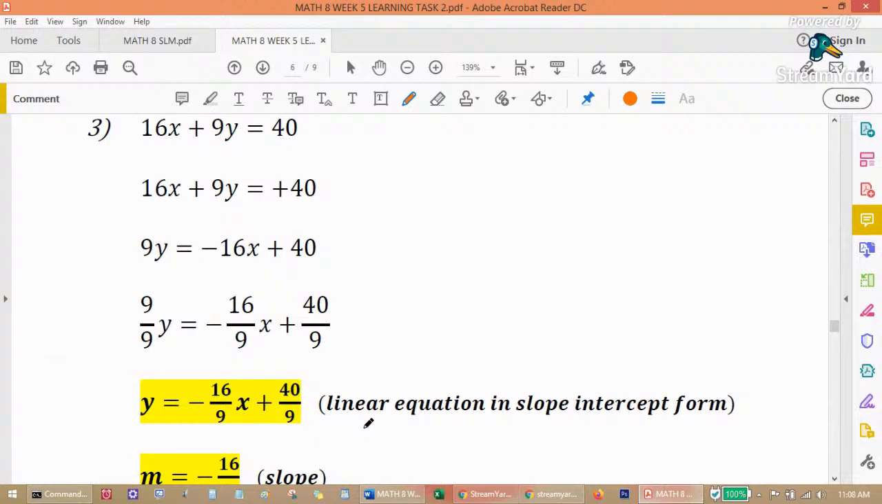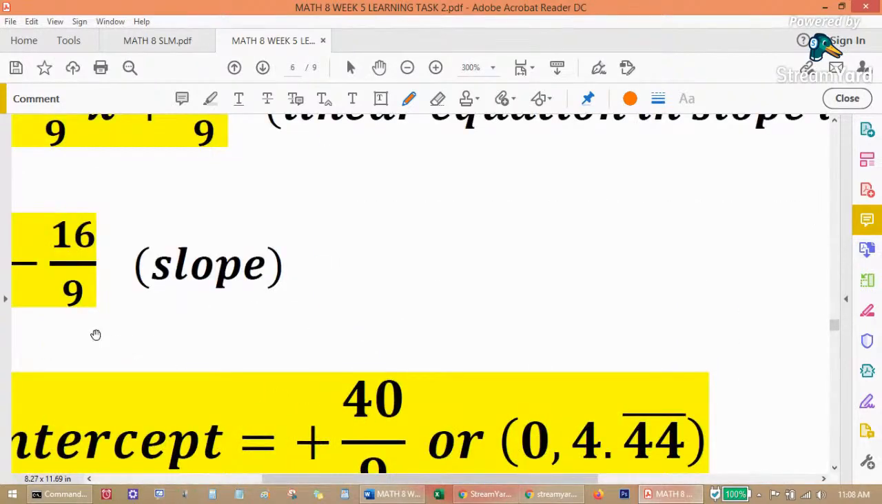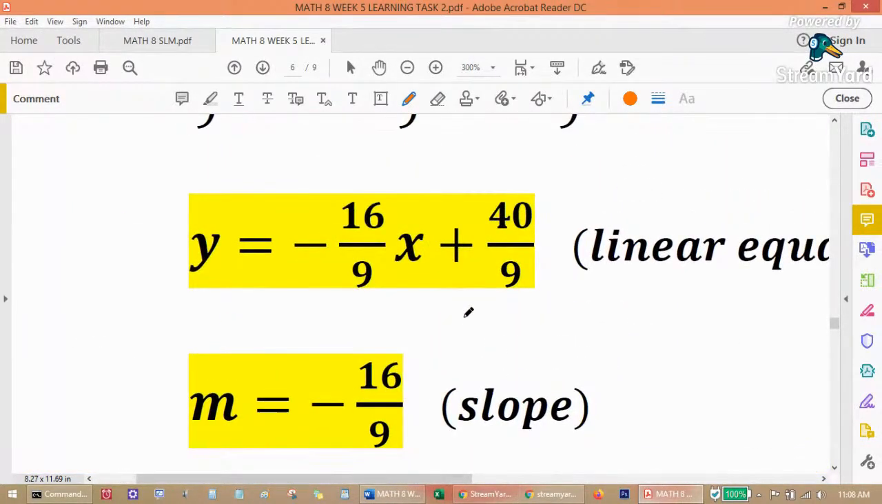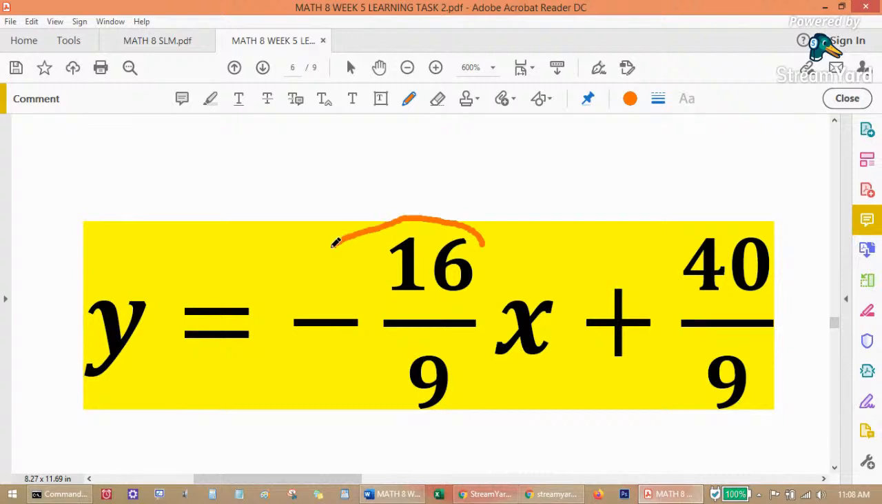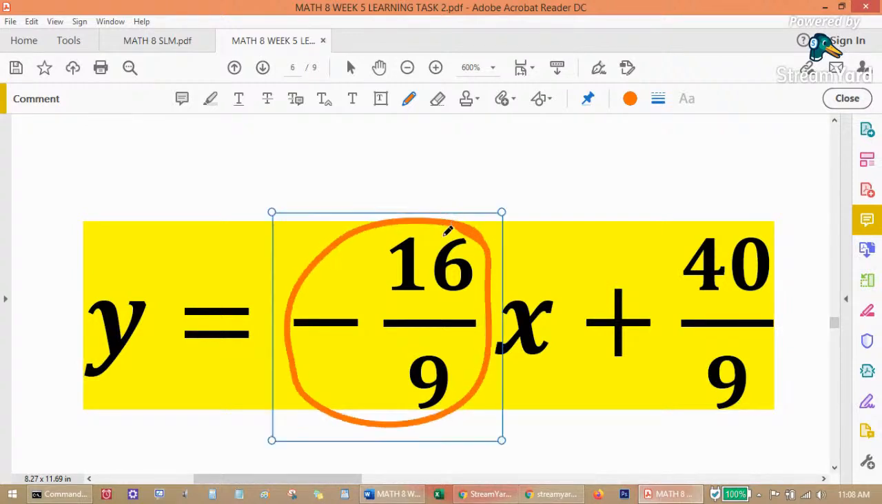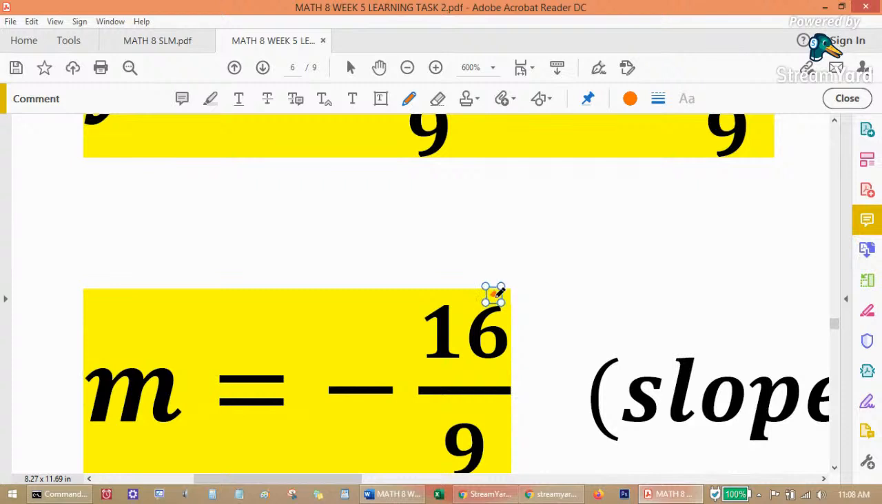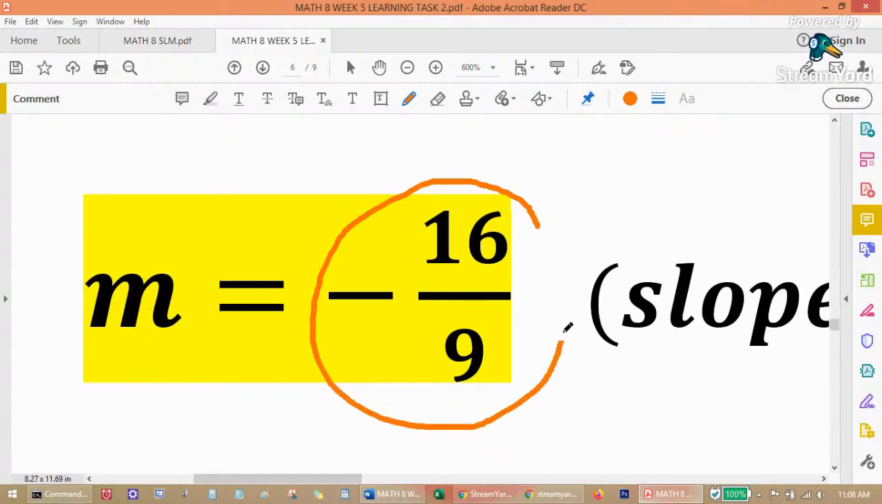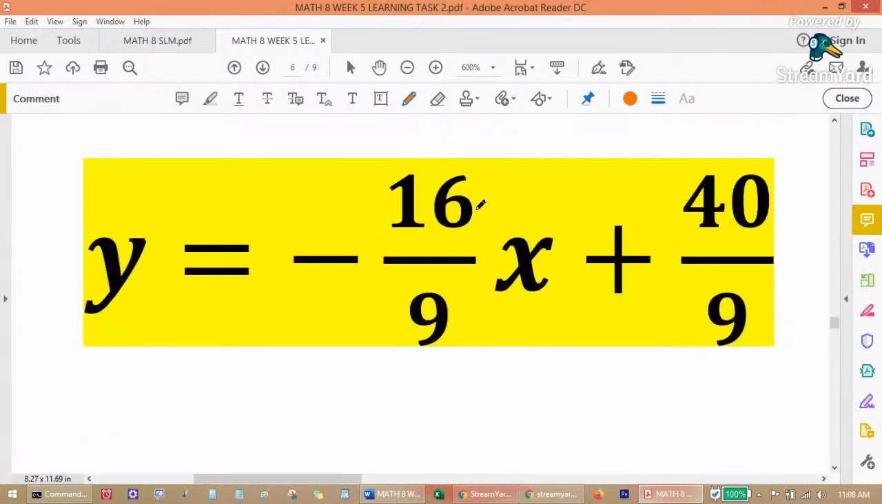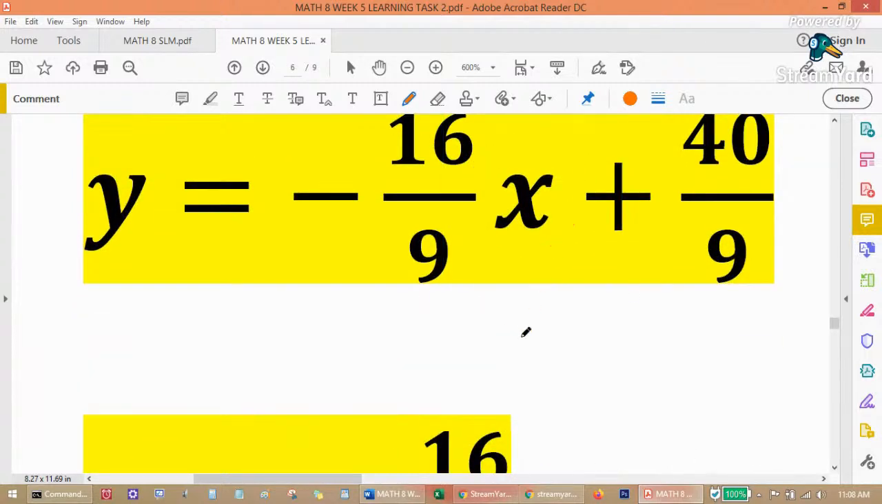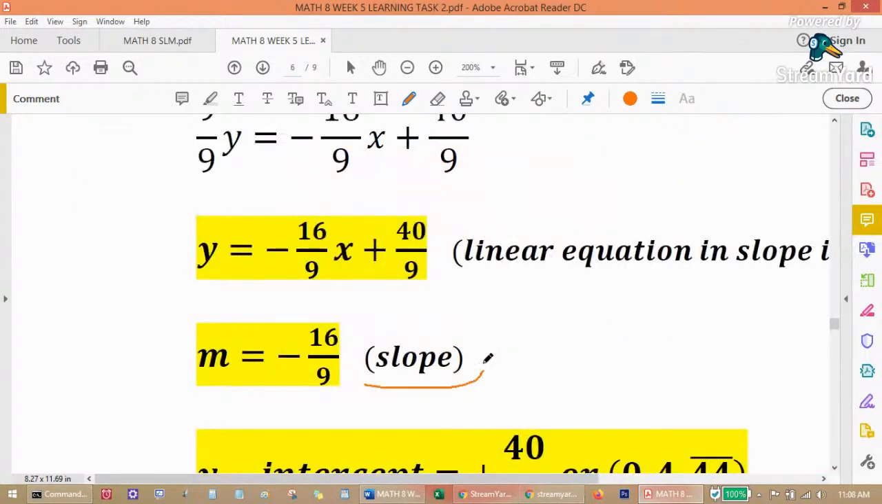This is the equation, the linear equation in slope-intercept form. Okay? Hanapin natin ang slope. The slope is negative 16 over 9. Okay, yung coefficient ng x, kung ano man yung katabi ng x, that is the slope. Katabi ng x is the slope.